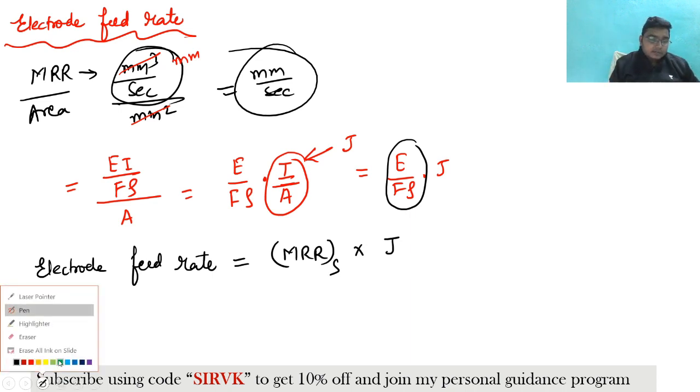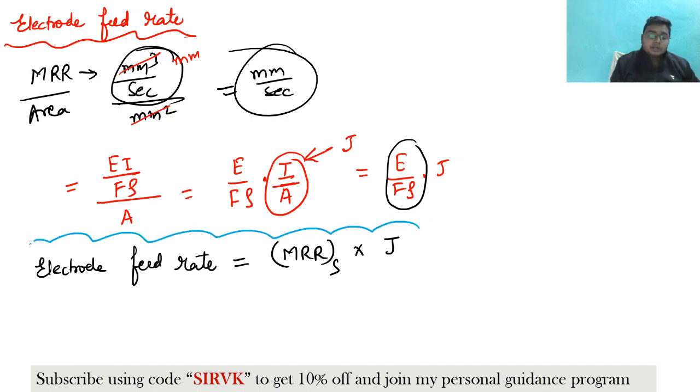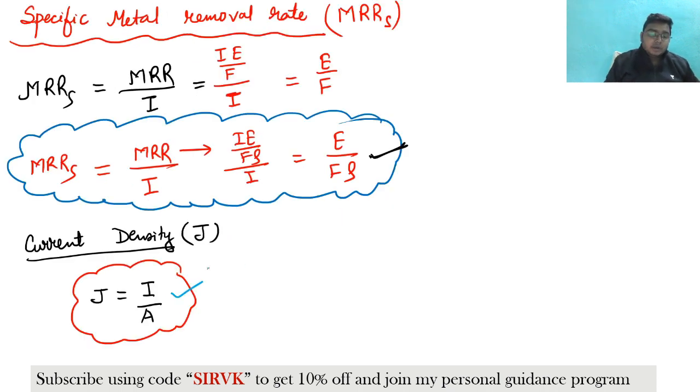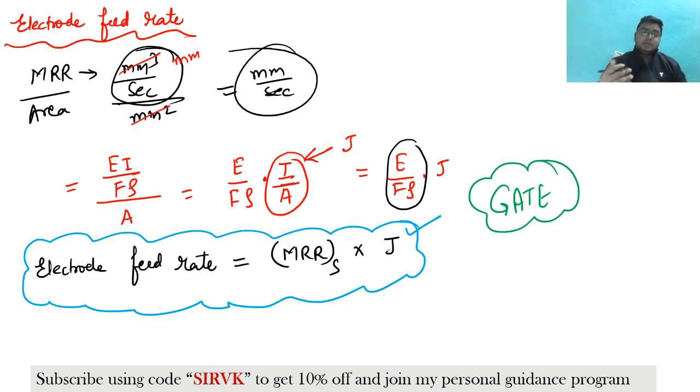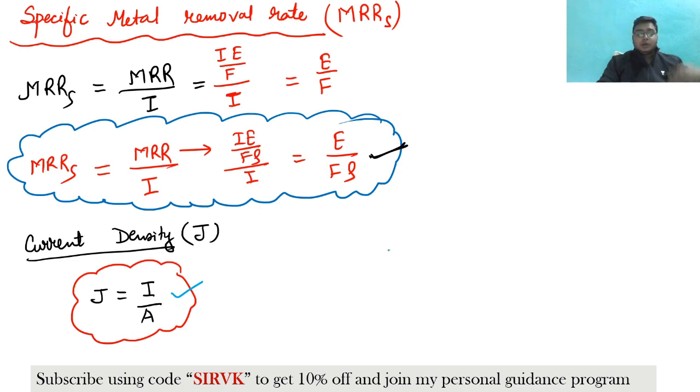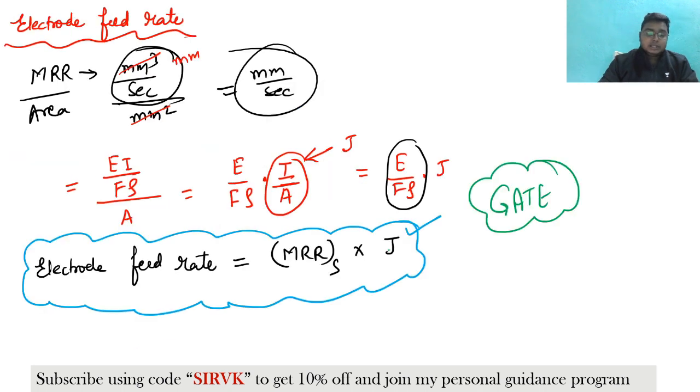Now you may be wondering, sir, why exactly are you telling me these formulas? I have explained the electrode feed rate formula, the current density formula, and the specific material removal rate. The reason is that in the GATE, questions are generally asked from these formulas only. Sometimes, suppose in the problem the current density and specific material removal rate are given. If you have all this given, then definitely from that available data you can solve the problems without any doubts. So that is why I am explaining everything properly.